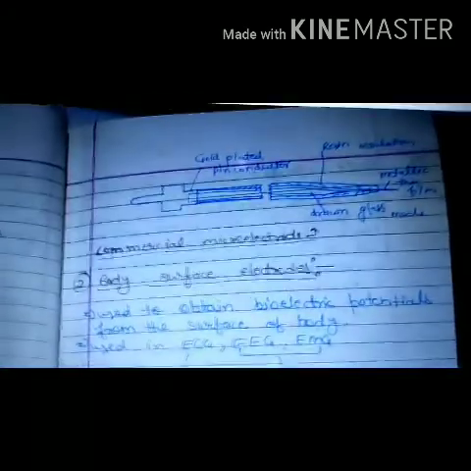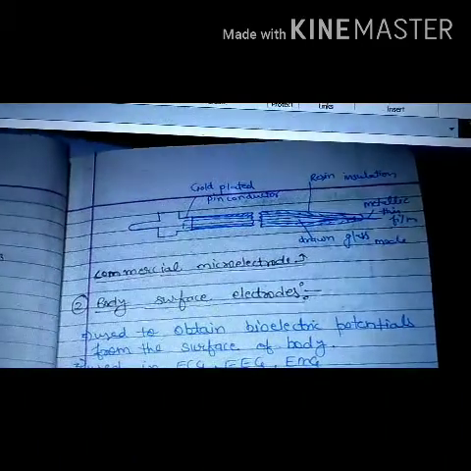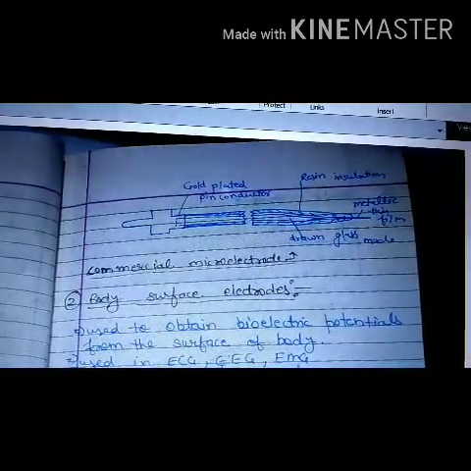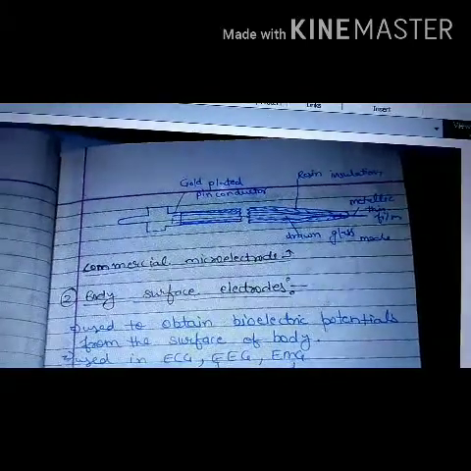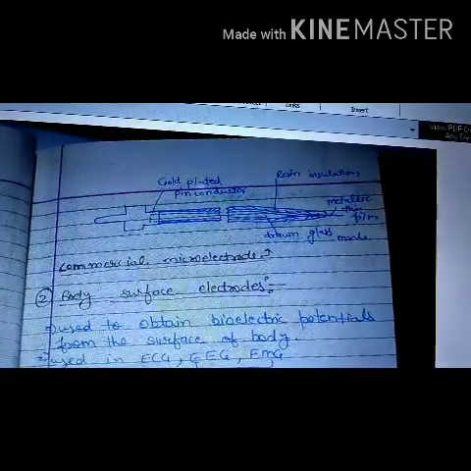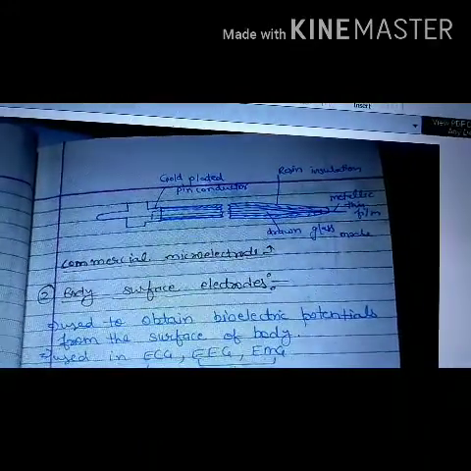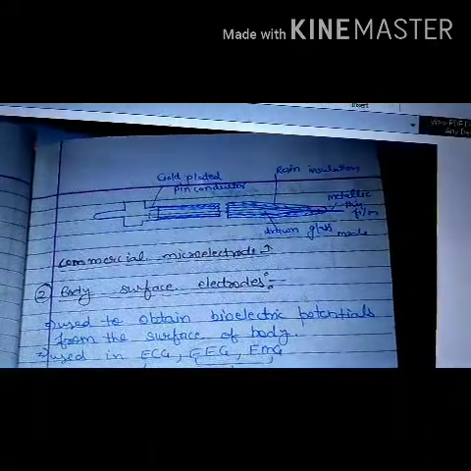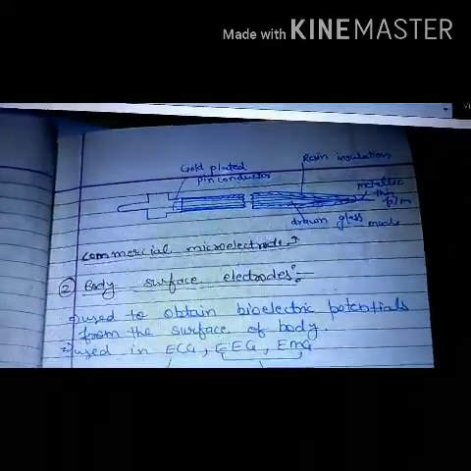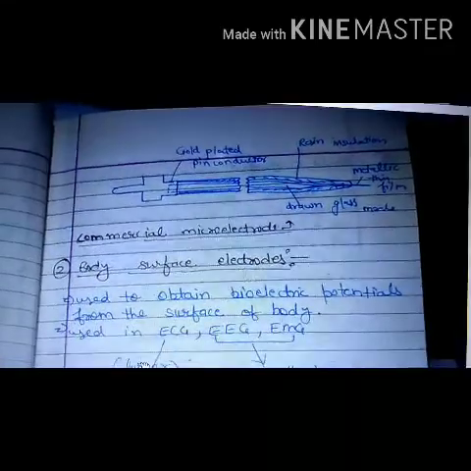This is a figure which shows the commercial microelectrode needle which is available. It has a gold plated pin conductor and a resin insulator. It is basically showing a glass one in which there is a glass drawn mode and a metallic thin film.